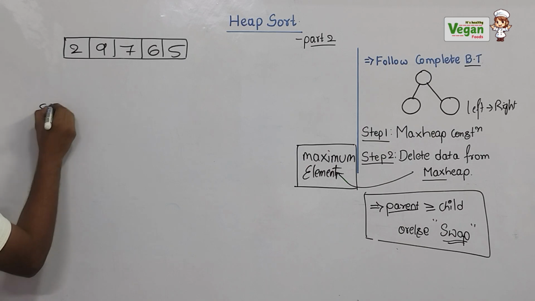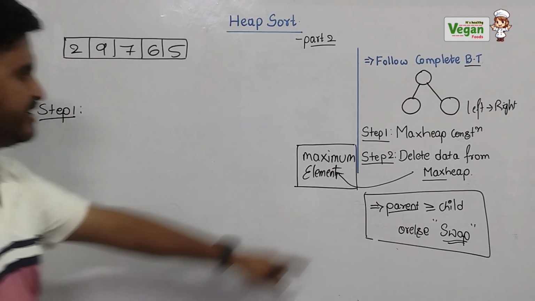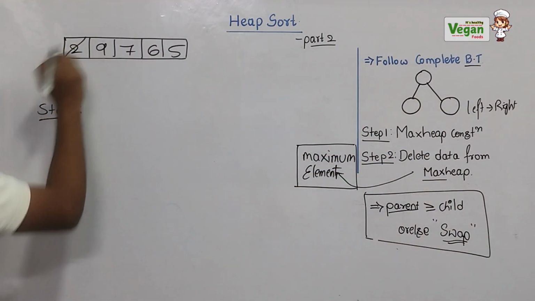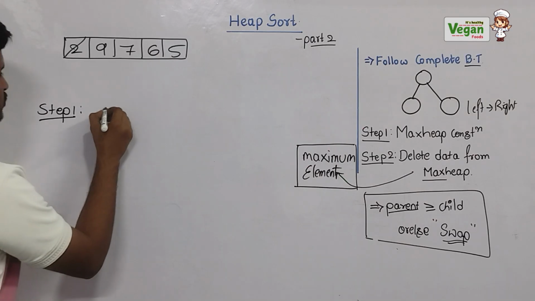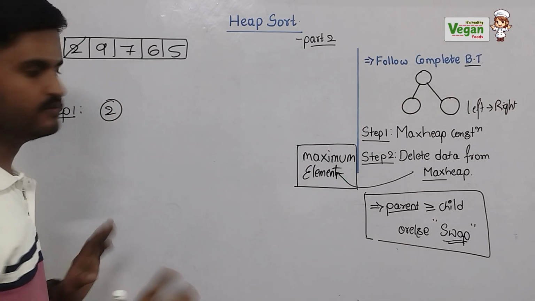So first, step 1. In step 1, what we will be doing? We will be constructing the max heap. So first, I will be inserting the 2. Since it is the only one node, we will leave it as it is.